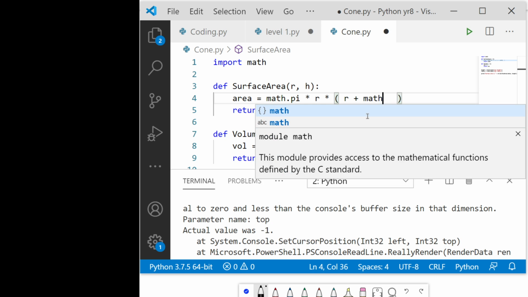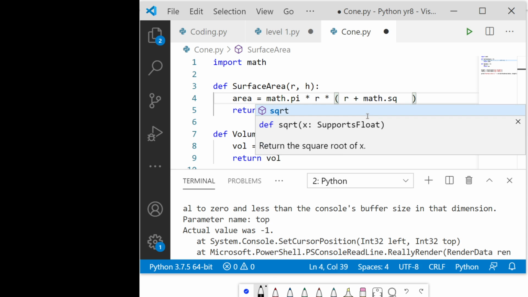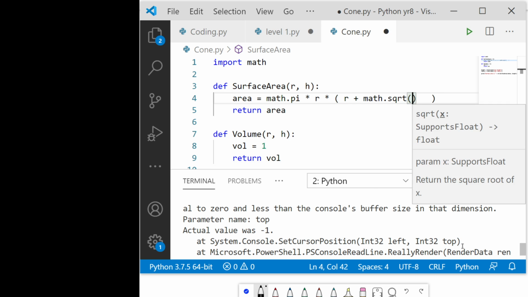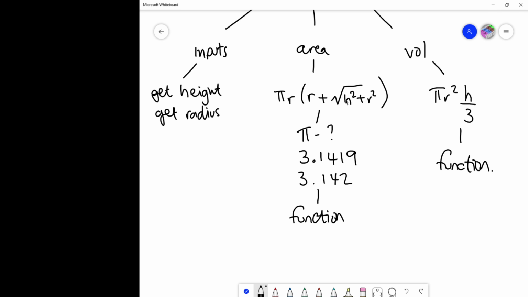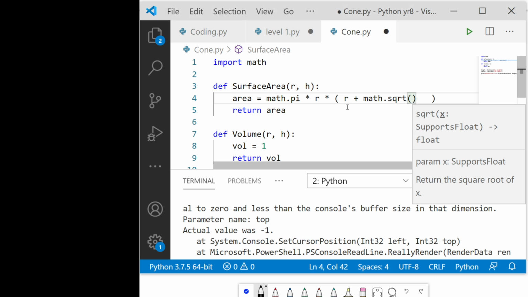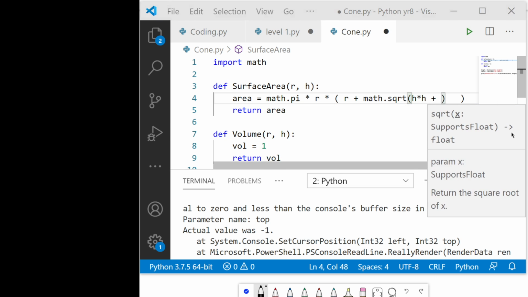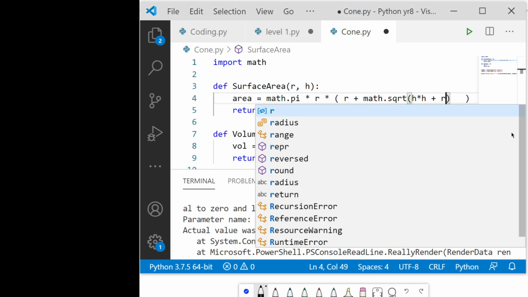So I'm hoping there is something called square root. Ah, there you go, square root. They always shorten it to SQRT because people are lazy. So we're going to have square root, and it just said, what do you want to square root? Now if we look back at our equation, it was h squared plus r squared. How do we get h squared from h? Yeah, h times h. So that's actually quite nice and easy to do. So I want h times h plus, and it was r squared, wasn't it? Plus r times r.